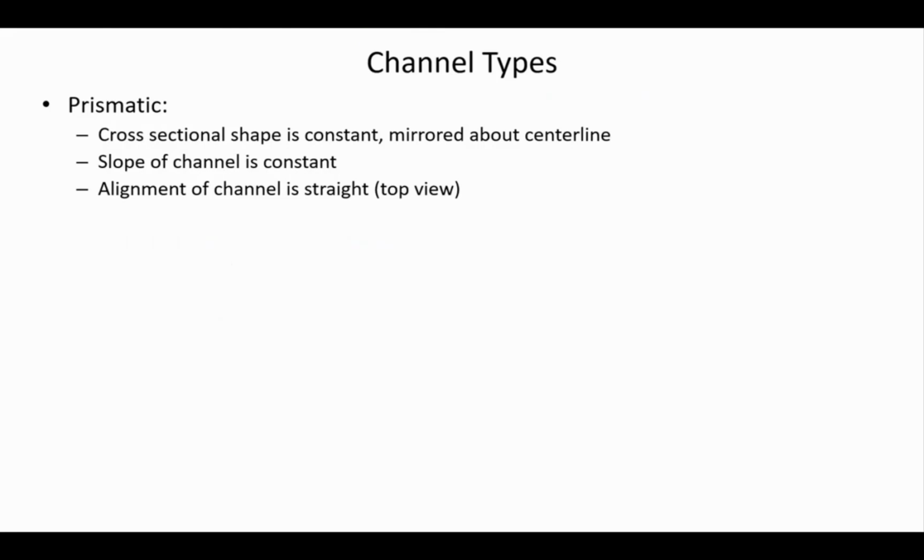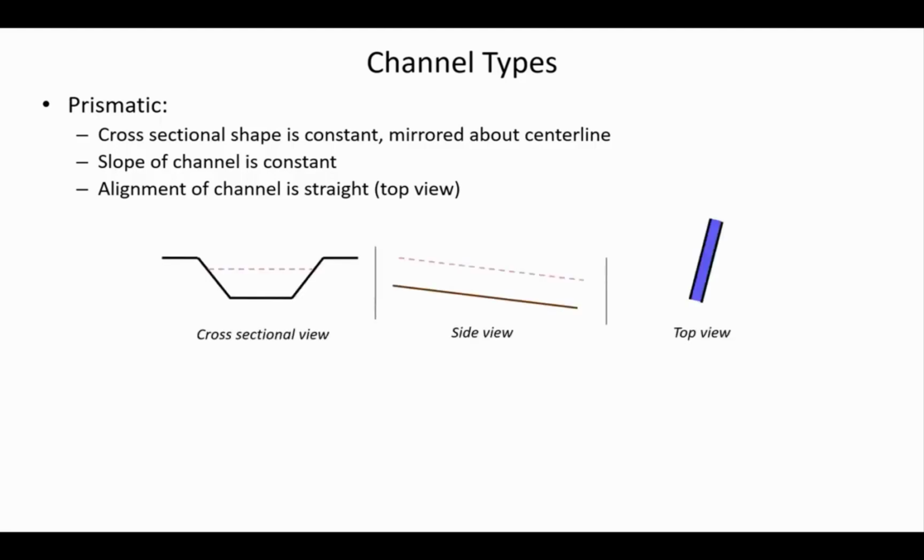We can also classify the channels that water flows through. And a prismatic channel is one that has a constant cross-sectional shape. The slope is constant and it's regular. And so a prismatic channel is one that's most likely been engineered. It could be a trapezoidal cross-section, it could be rectangular, but if you're going to draw a line down the middle, it would be mirrored along the center line.